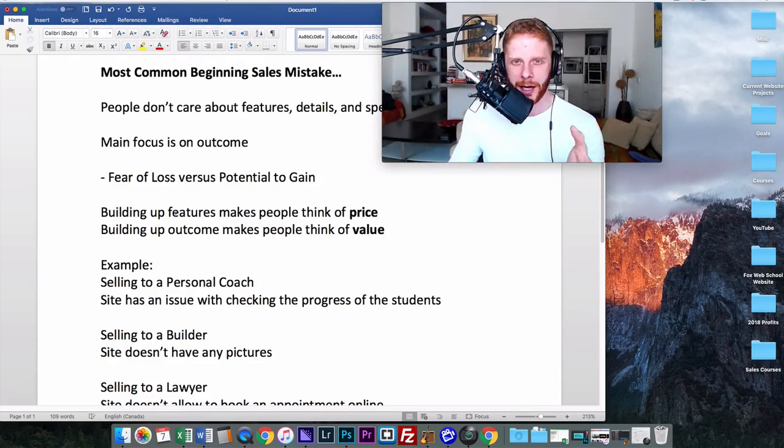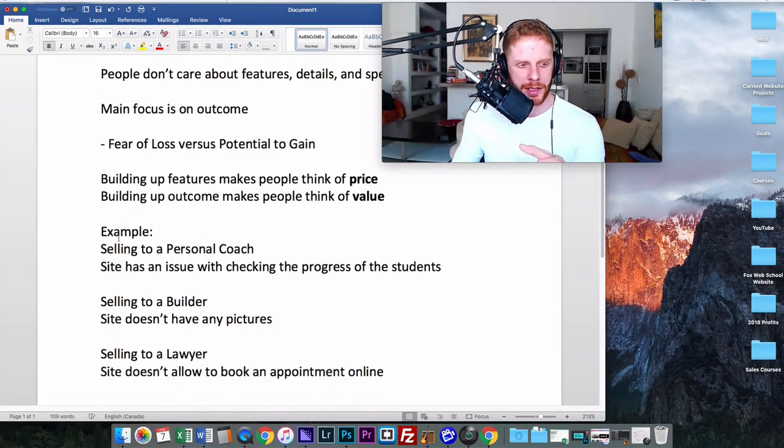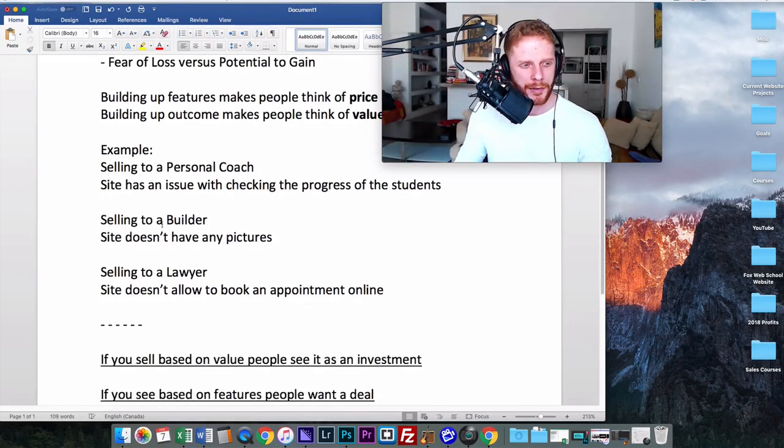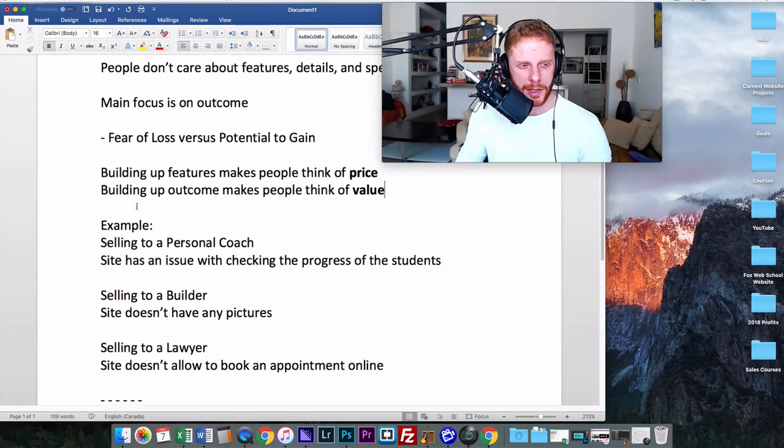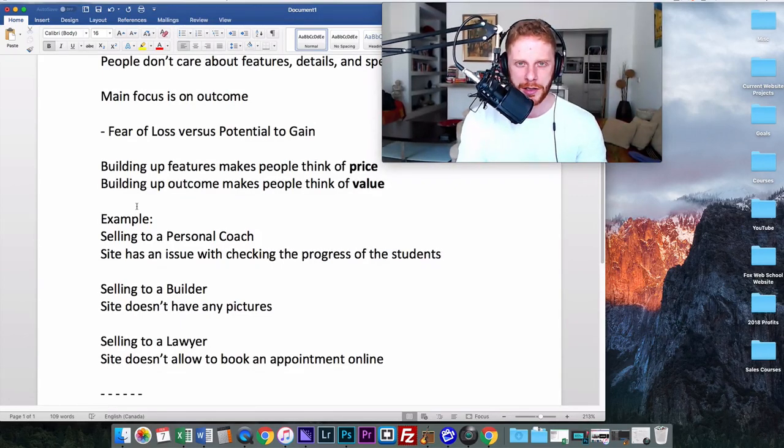So let's get into some actual examples. Let's not just keep discussing this theoretically. Let's see how it actually breaks down on some sales calls. Have some examples here. So for me personally, I'm a web designer. I've been doing web design a little over 2 years. I run a 6-figure business. These would be some examples for me of possible sales calls. So I'm going to break down 3 different ones. The first one's a personal coach. The second one would be a construction builder, and the third one would be a lawyer.